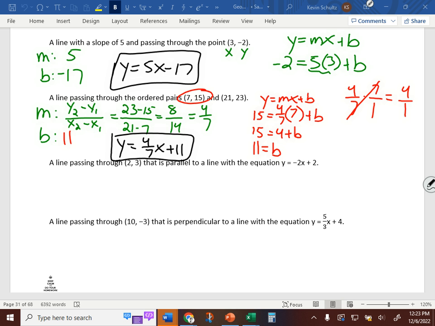Another common objective from last year was PO34. Anyone remember that one? PO29. Does that ring a bell? It's writing equations of parallel and perpendicular lines. That's what this one comes from here. I want you to write the equation of a line that passes through 2, 3 and is parallel to a line with the equation y equals negative 2x plus 2.